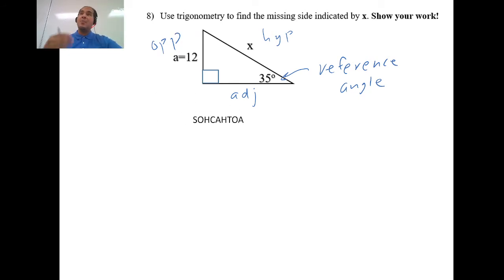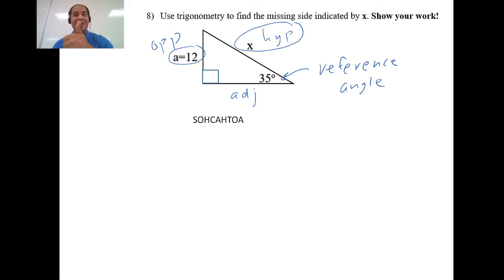Now we have to apply which trig function. Do we apply sine, cosine, or tangent? We learned in class the word SOHCAHTOA to help us remember which ones to use. In this case, we are given the opposite, which is the 12, and we're looking for the hypotenuse, which is the x. So we have opposite and hypotenuse. Which trig function are we going to use?